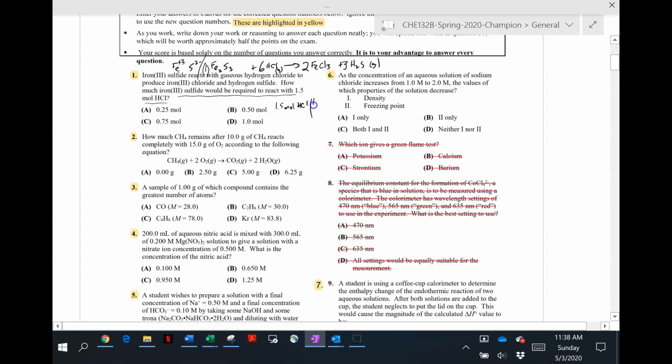So 1 Fe2S3 over 6 HCl's, and those are moles. I didn't write moles there, but so 1.5 divided by 6, that's going to be 0.25.